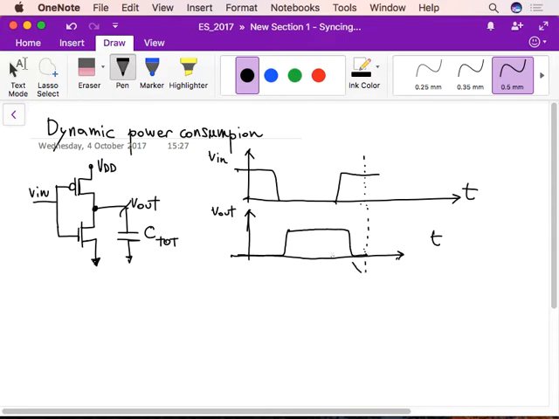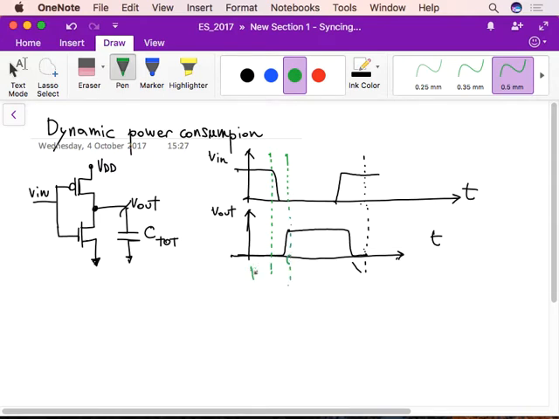Now, what is the power consumption during this switching? For example, from here to here, we have the switching.